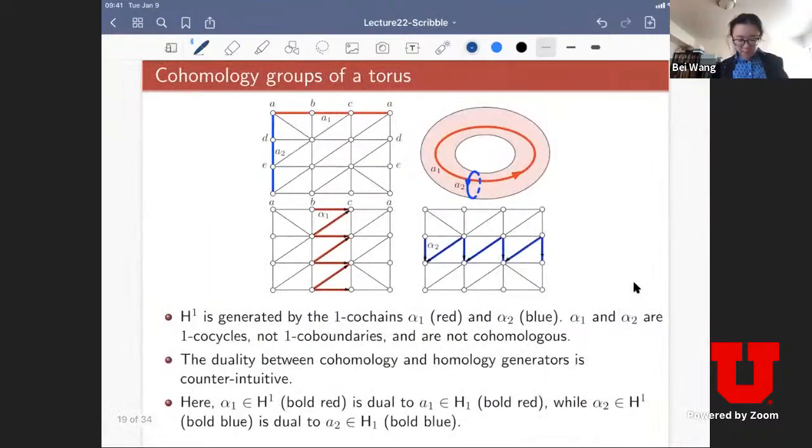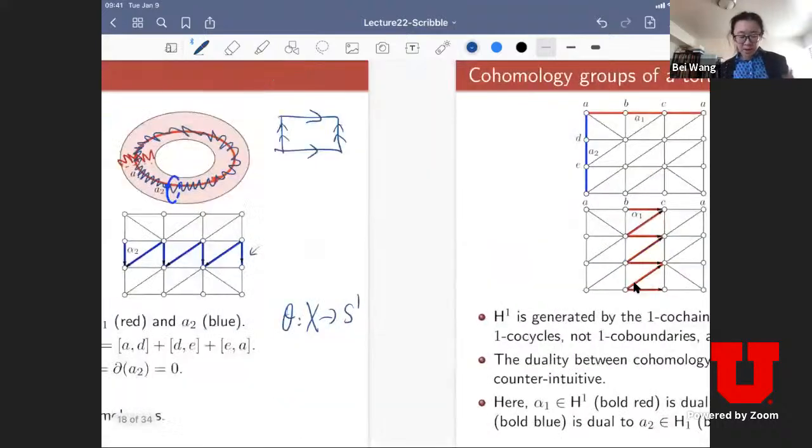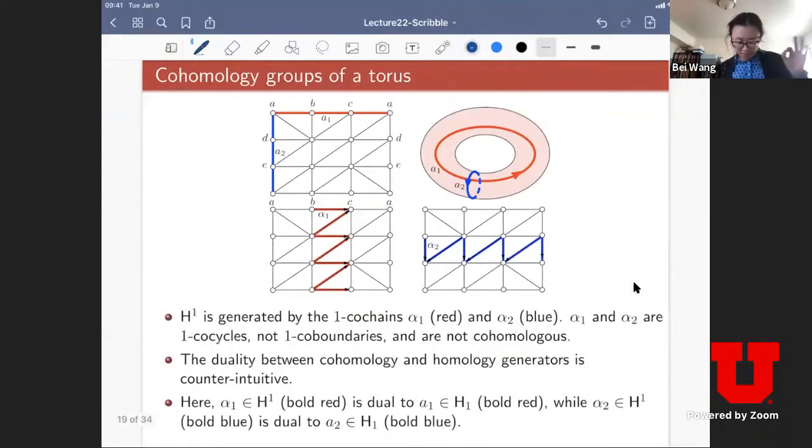Just to reiterate: the homology group has these two tunnels. Cohomology is generated by alpha 1 and alpha 2. Homology is generated by A1 and A2. Alpha 1 is dual to A1, and alpha 2 is dual to A2. So the red are dual to each other, and the blue are dual to each other. It's counterintuitive, right?